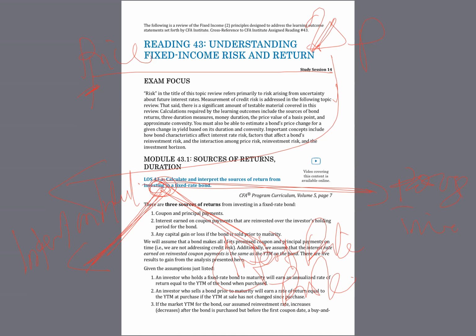So it does not matter whether yield to maturity has increased or decreased over time. So long as you are holding the bond to maturity, whatever your holding period will be, your holding period return will be equal to the yield to maturity of the bond. Is it clear?